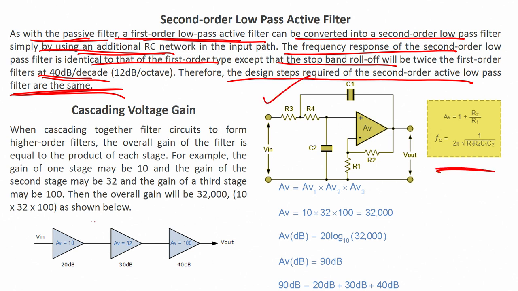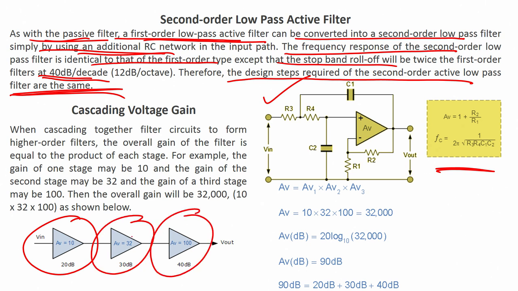Now, let me use an example. When cascading filter circuits together to form higher order filters, the overall gain of the filter is equal to the product of each stage. For example, the gain of the first stage may be 10, the gain of the second stage may be 32, and the gain of the third stage may be 100, right.